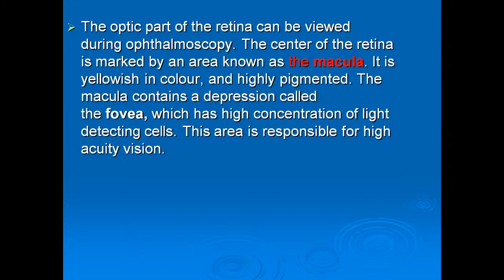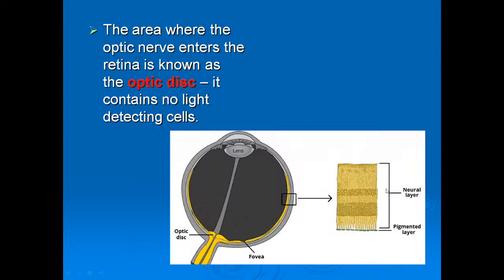The center of the retina is marked by an area known as macula. It is yellowish in color and highly pigmented. The macula contains a depression called the fovea, which has a high concentration of light-detecting cells. This area is responsible for high acuity vision. Look, this is the macula with fovea.